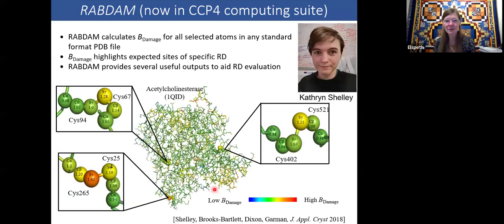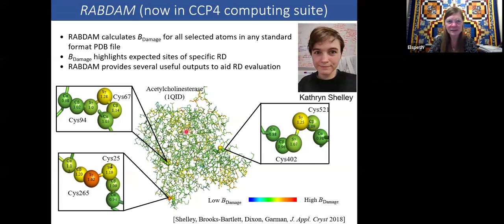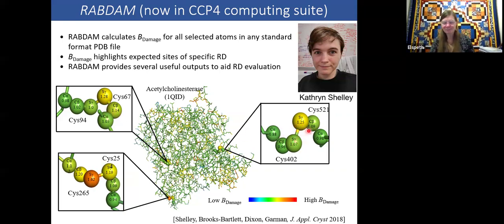which is what we've done here for acetylcholinesterase, an important protein that's been studied by Martin Weik's group over the years. I mentioned that disulfide bonds are very susceptible to radiation damage, and if you look here, the B damage value is above 1. Here it's 1.62. This one breaks before this one, and this one breaks at about the same time. So the B damage metric allows you to say what the hot spots of the structure are.